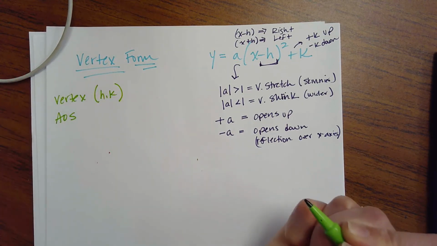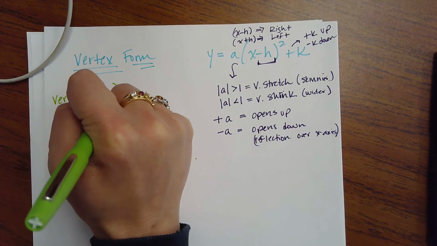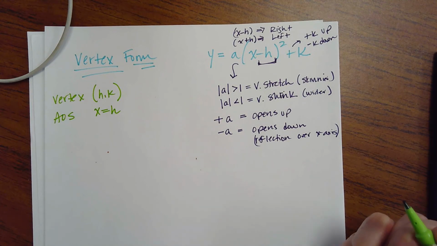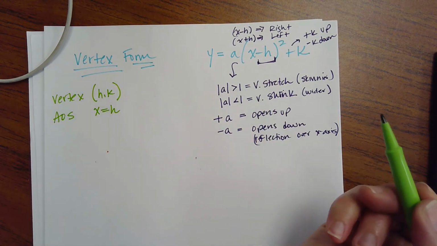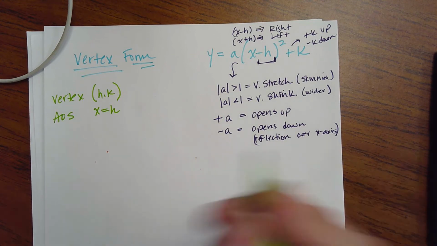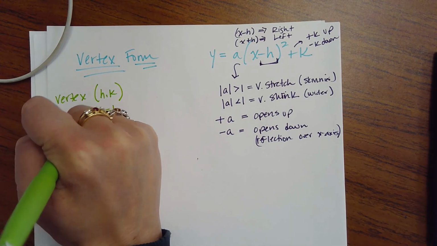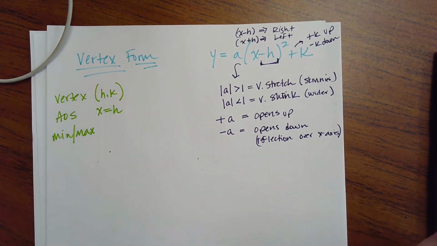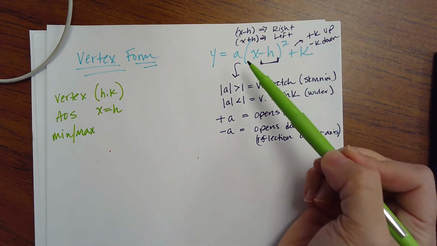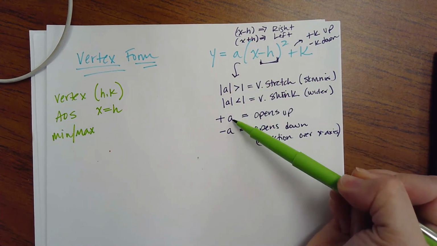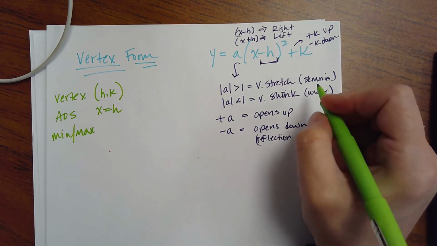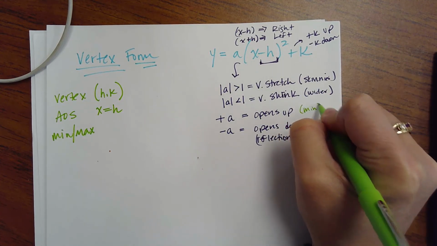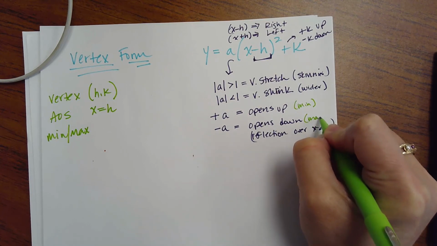We're going to look at our axis of symmetry. Remember, your axis of symmetry is always x equals the x value of your vertex. So if the x value is h, then it's x equals h. You're also going to find min and max, the same way as we did in the last one with standard form. It depends if your parabola opens up or down. If it opens up, it has a minimum. If it opens down, it has a maximum.